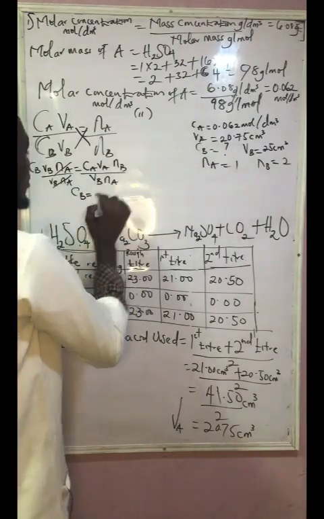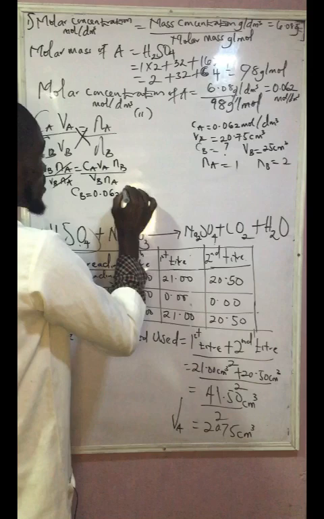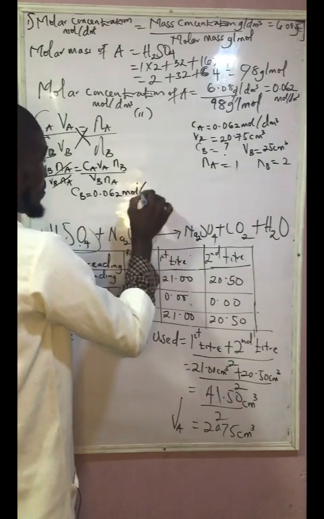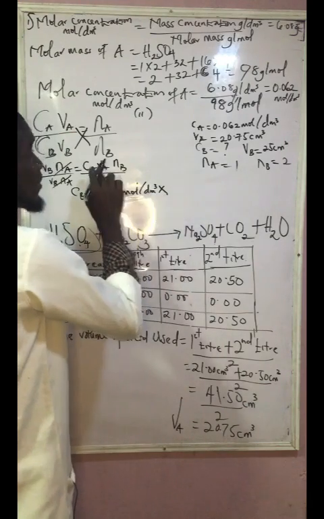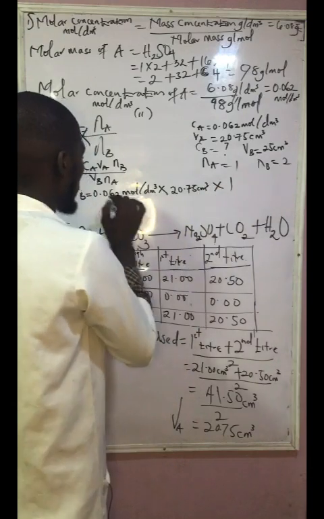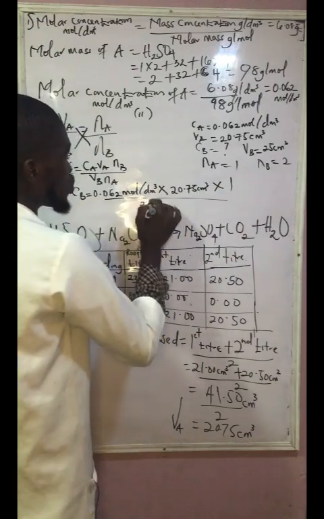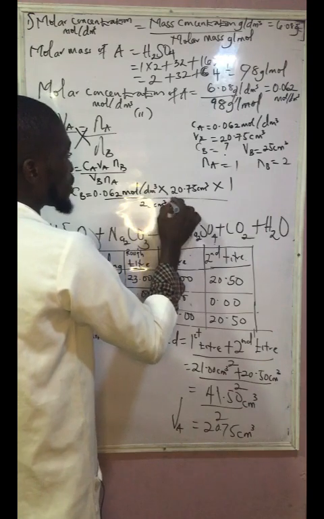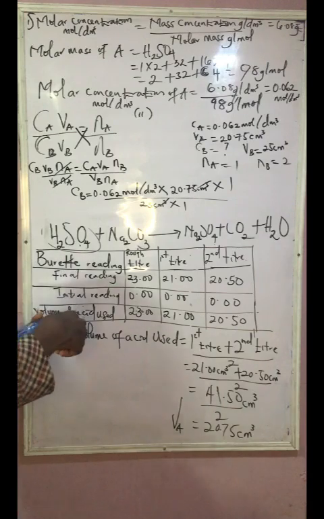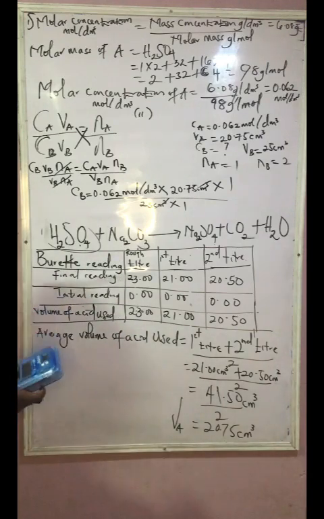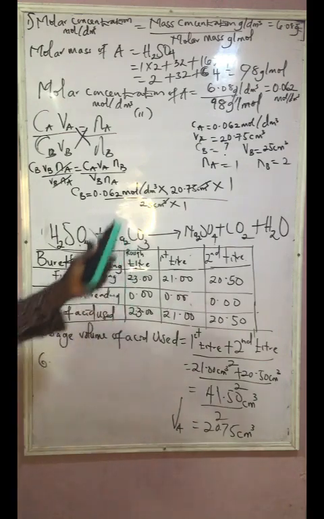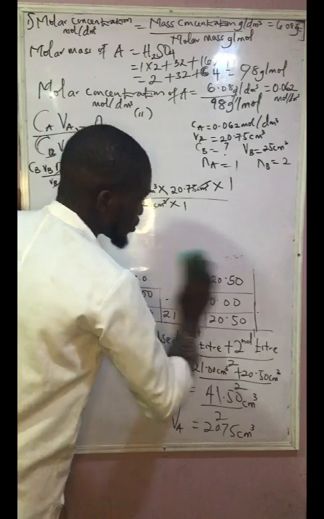What's our CA? 0.062 multiplied by, don't forget you need mole per dm cube. So we have mole per dm cube multiplied by VA, which is 20.75 cm cube, multiplied by 1. Our VB is 25 cm cube multiplied by 1. We cancel the cm cube. So guys, we take note of all we have here now. I have to wipe off the board. If there is need for us to make use of the equation, then I have to write it again. So let's go.